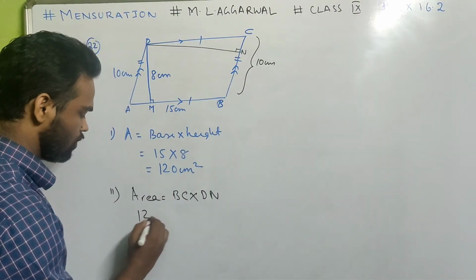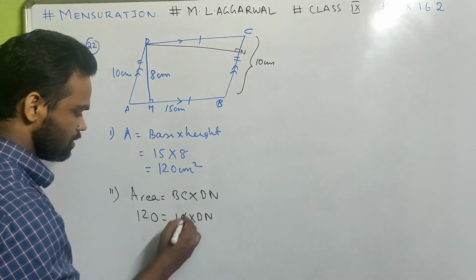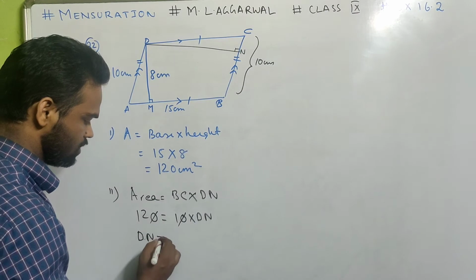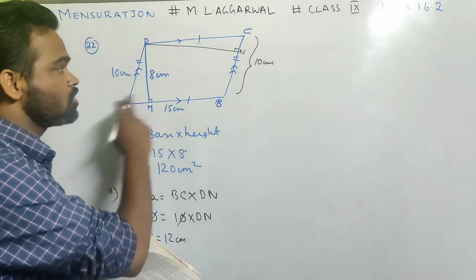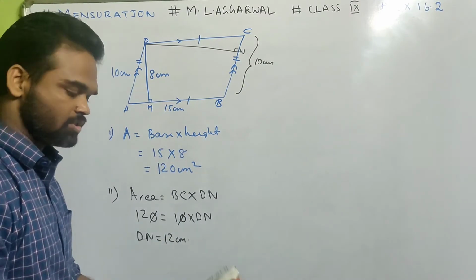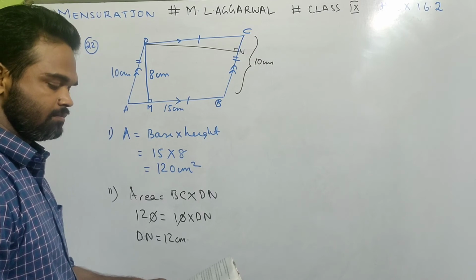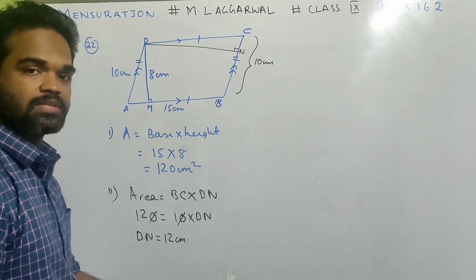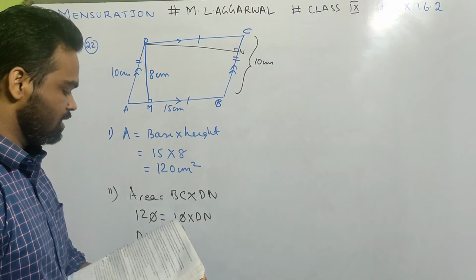Now, area is given 120. BC is given as 10. DN we don't know. So, that's DN is 12 centimeter, which means the distance between the shorter side, the perpendicular distance, is 12 centimeter. Also find the distance between shorter side. Done. Chalo, we'll do number 23.